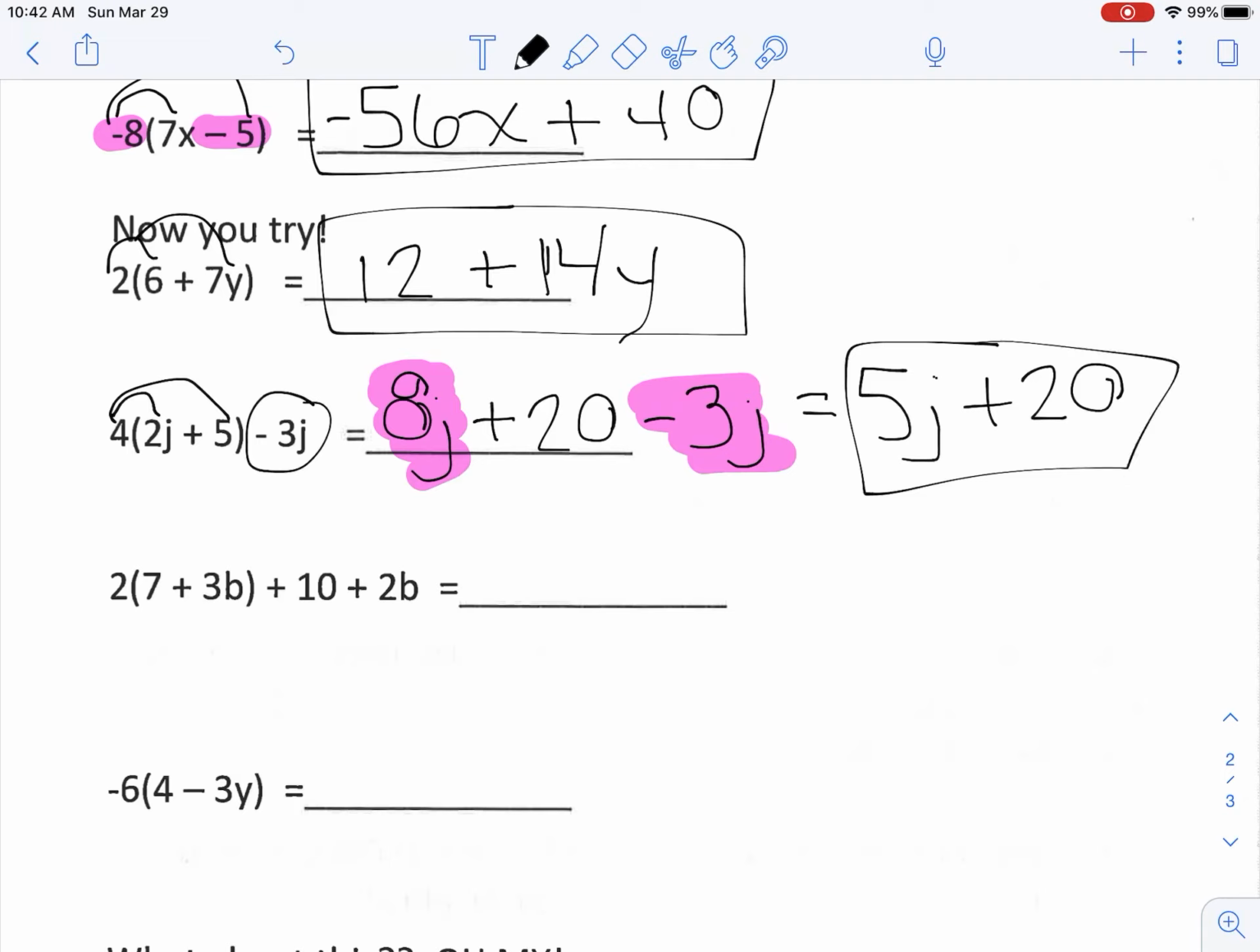Going to distribute first. So 2 times 7 is 14.